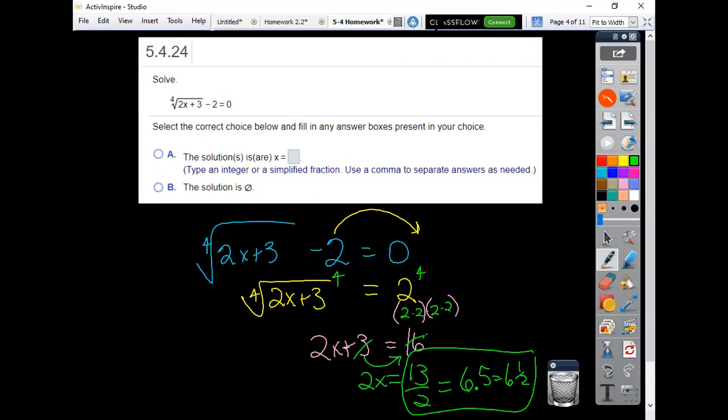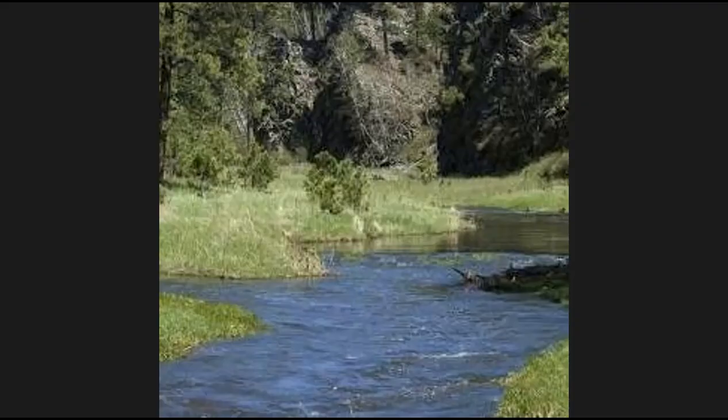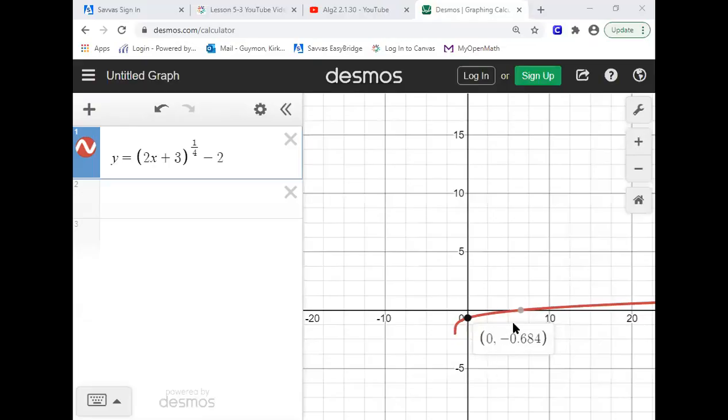Let's go back and look. Maybe I looked at the wrong point. If we go back, was I supposed to be looking for y was 0? There we go. So 6.5. There we go. Told you the wrong point. We weren't looking for when x was 0. We were looking for where y was 0.